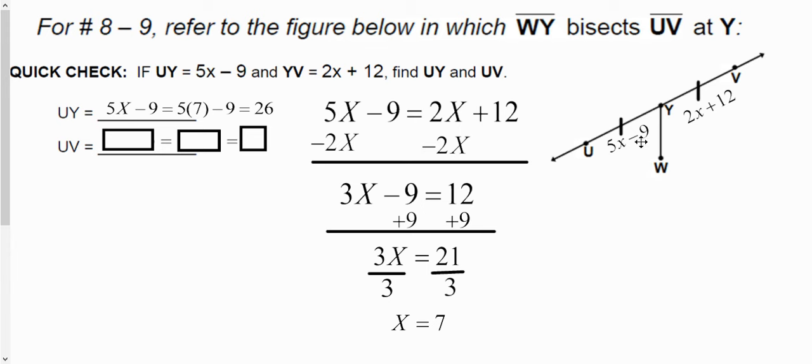And then from U to V is that whole distance. So that whole distance is 2 times whatever this is, or adding them up. They're both 26, or 2 times 26, which is 52.